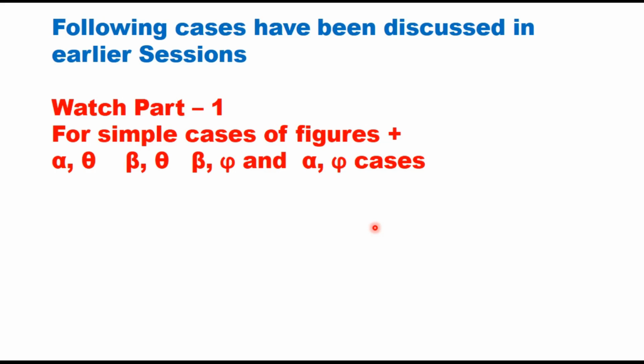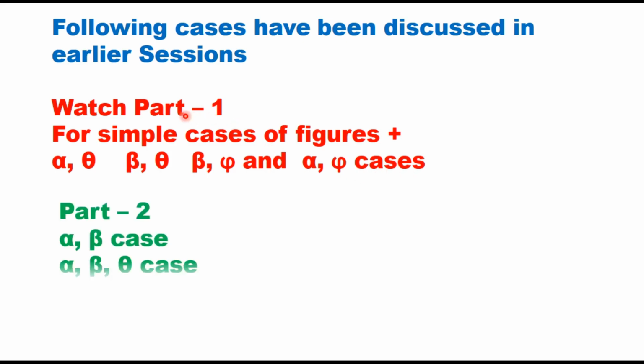Hello friends. In the earlier three sessions on projection of plane figures, we have discussed these cases. In the first part, we took simple cases of plane figures and also I explained alpha theta, beta phi and alpha phi cases. That means when the plane figure is inclined to the horizontal plane and one edge of the plane figure is inclined to the horizontal plane, or the plane figure is inclined to the vertical plane and one edge is inclined to the horizontal plane, and so on. These cases we discussed in part 1.